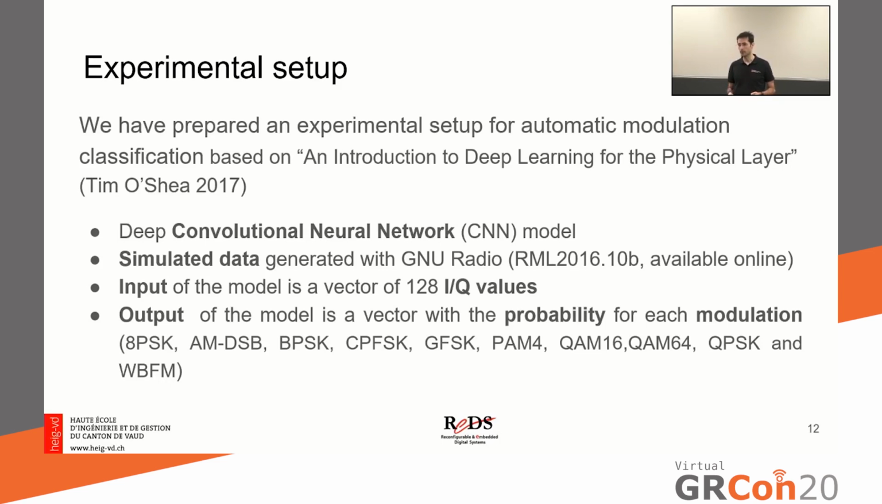The input of that convolutional neural network will be a vector of 128 IQ values, and the output of the model will be the probability of that input for each of the modulations used in training. There you have a list of the modulations that they used in the simulated data.